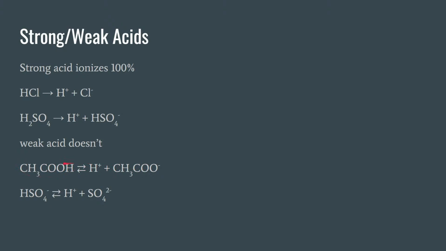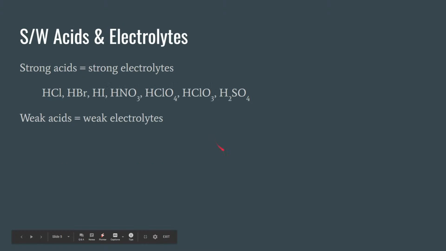So acetic acid, vinegar, is a weak acid. It only ionizes about 5% in solution. Hydrogen sulfate, HSO4 1 minus, bisulfate, is also a weak acid. H+ and SO4 2 minus are the products, but it doesn't go 100% over here to the product side. It ionizes, I think, about 10%. Okay. So a strong acid, 100% ionization. Weak acids, usually way, way less than that. Okay. So remember, strong acids are strong electrolytes. Weak acids are weak electrolytes.